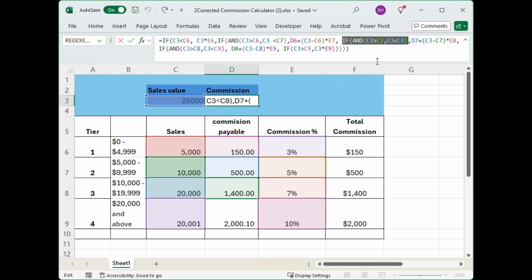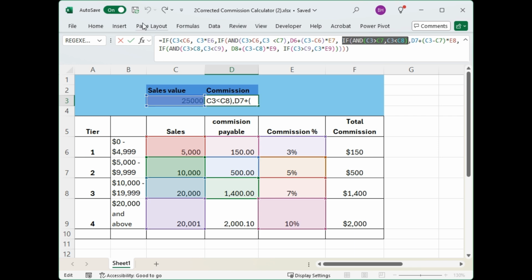So let's highlight the third level here. So if your sales figure is greater than C7, so if it's greater than $8,000 and it's less than $10,000, then you're going to take D7, which is the $500, plus you're going to subtract C7 from C3, so that's the difference, and then you're going to multiply that by the 7%.